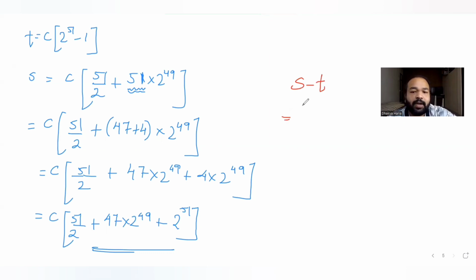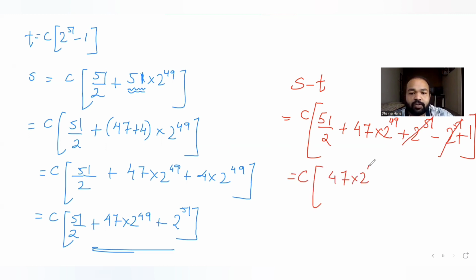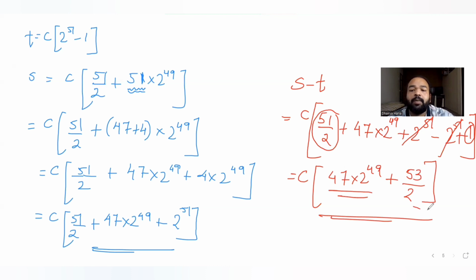So if I calculate S minus T, I have C common from all the terms. So I'm taking C common. It is 51 by 2 plus 47 into 2 raised to 49 plus 2 raised to 51 minus 2 raised to 51. And this minus 1 is with a minus sign here also. So minus and minus becomes plus. Right? So this cancels. What are you left with? C 47 into 2 raised to 49 plus 51 by 2 plus 1, that is 51 plus 2, that is 53 by 2. So I am getting an entirely positive value.